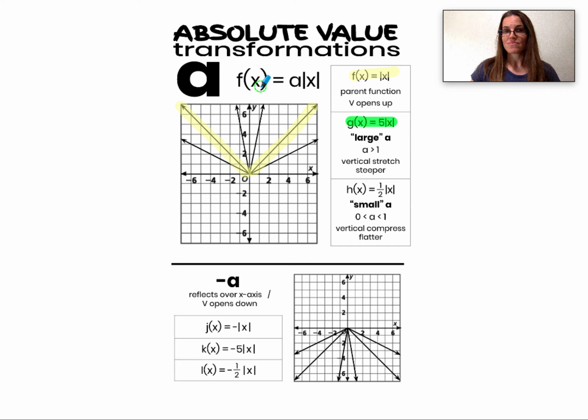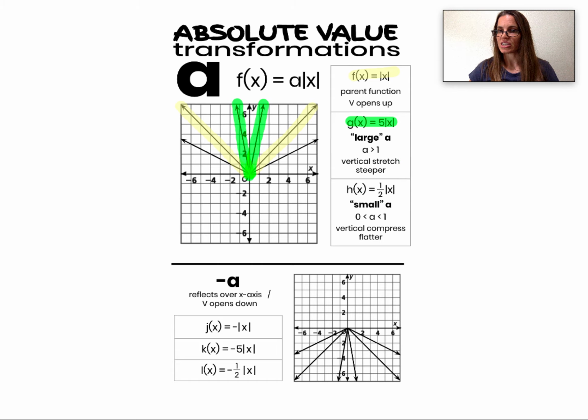The effect of what we would call a large a, meaning a greater than 1, is that my graph gets steeper. So this green graph is my graph of g of x equals 5 absolute value of x. My transformation is that I took the parent function and it's now steeper. I don't want you to think of this as skinnier. In fact, the more sophisticated way to describe this transformation is not steeper, but vertically stretched. I took every point on my graph and I stretched it vertically. So you can think of it as steeper or as a vertical stretch.